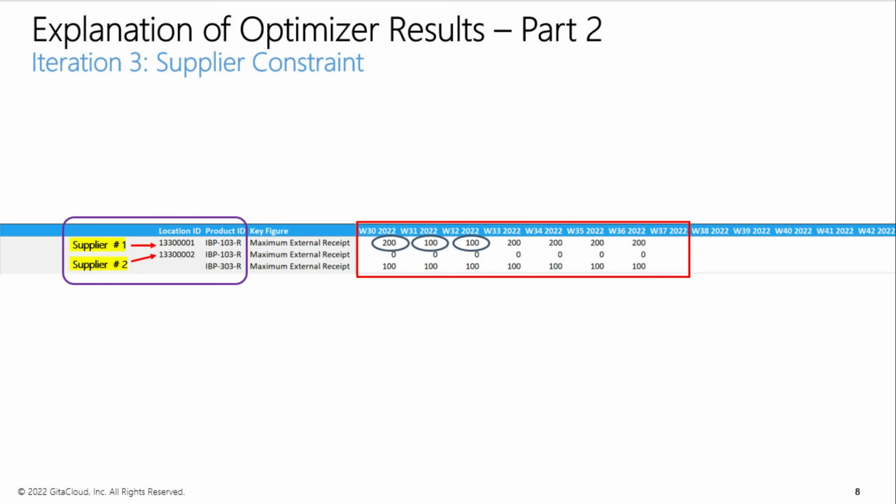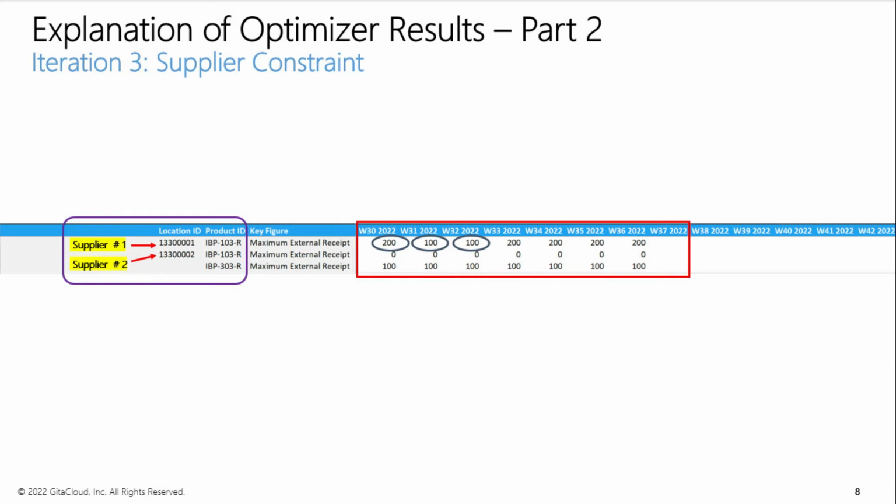Now let's introduce a supplier constraint on the raw materials in this iteration 3. We have 2 suppliers modeled as locations in the supply network. Supplier 1 only provides the raw material IBP 103R. Supplier 2 provides both IBP 103R and IBP 303R. We model the supplier constraint in the maximum external receipt key figure in supplier locations.